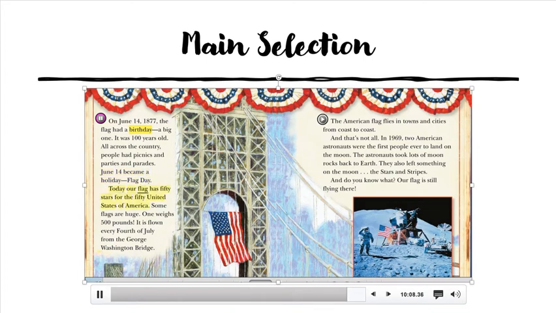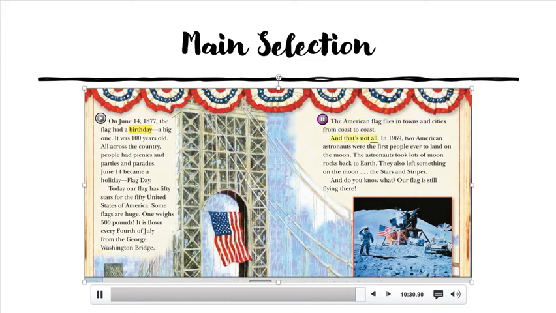Today, our flag has 50 stars for the 50 United States of America. Some flags are huge. One weighs 500 pounds. It is flown every 4th of July from the George Washington Bridge. The American flag flies in towns and cities from coast to coast.